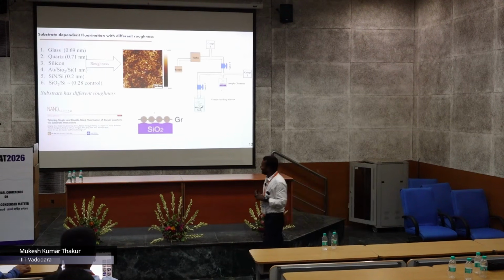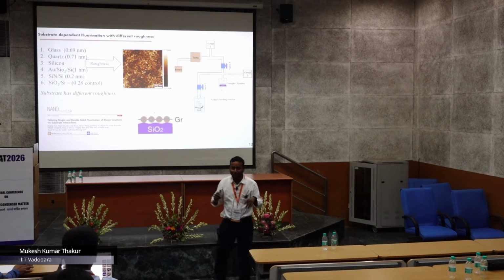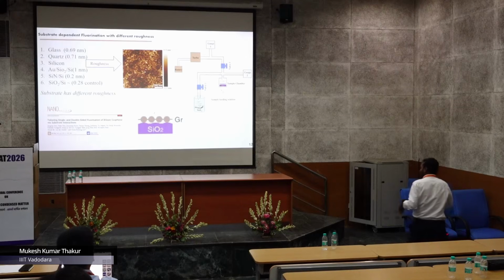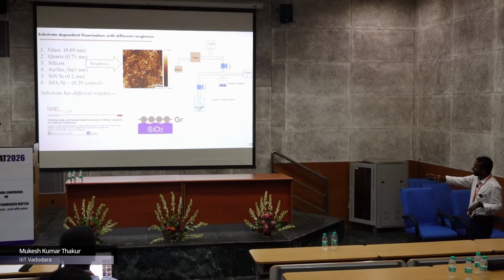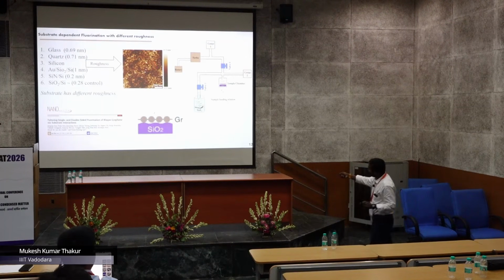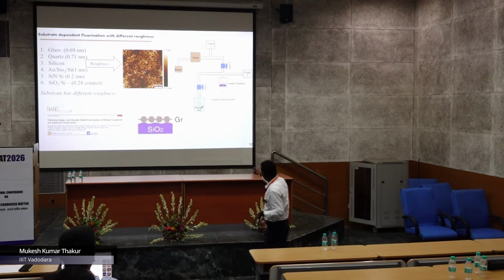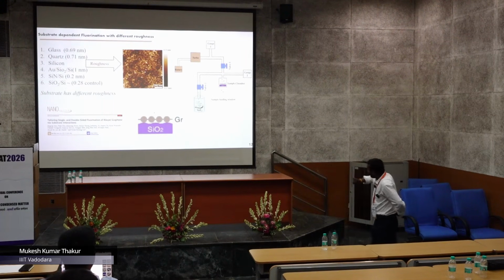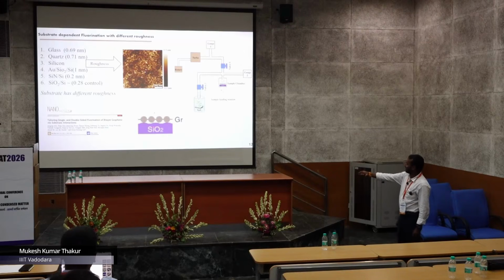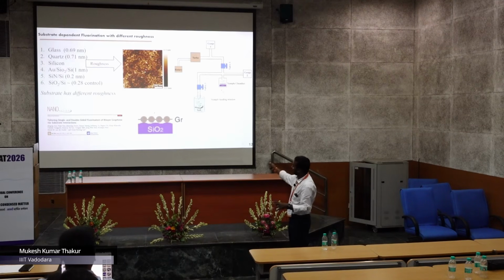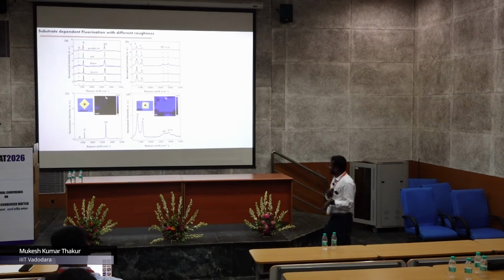So I said, okay, let's see any role of the surface roughness on this fluorination. Whatever substrate we found in our lab, like glass, quartz, silicon, we said, okay, let's transfer the graphene, check the roughness and do this fluorination. This is how our setup looks. Same conditions, everything. Let's check whether this is true or not. Any role of roughness? No. They say surface roughness, and we now have different roughness. So here is our result.